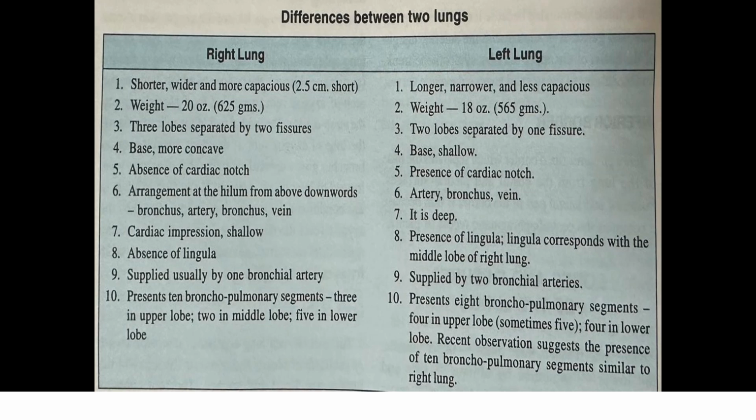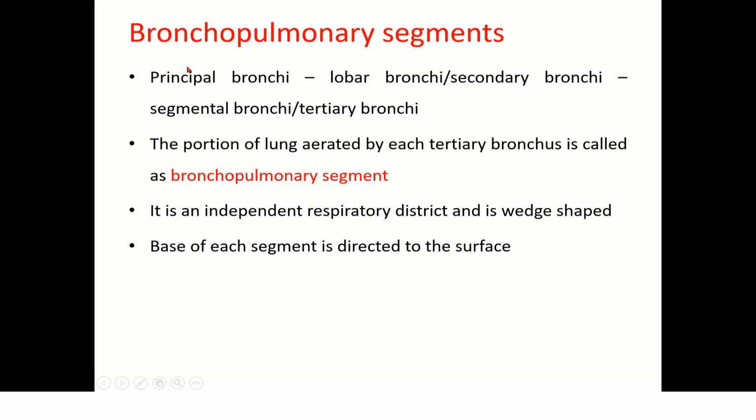I'll tell you the names of all these bronchopulmonary segments when we are dealing with them. So now, bronchopulmonary segments. The trachea will divide into principal bronchi. The principal bronchi will divide into lobar bronchi or secondary bronchi, and these will divide into segmental bronchi or tertiary bronchi. The portion of the lung aerated by each tertiary bronchus is called a bronchopulmonary segment. So please remember this definition. It is an independent respiratory district and is wedge-shaped. The base of each segment is directed to the surface.